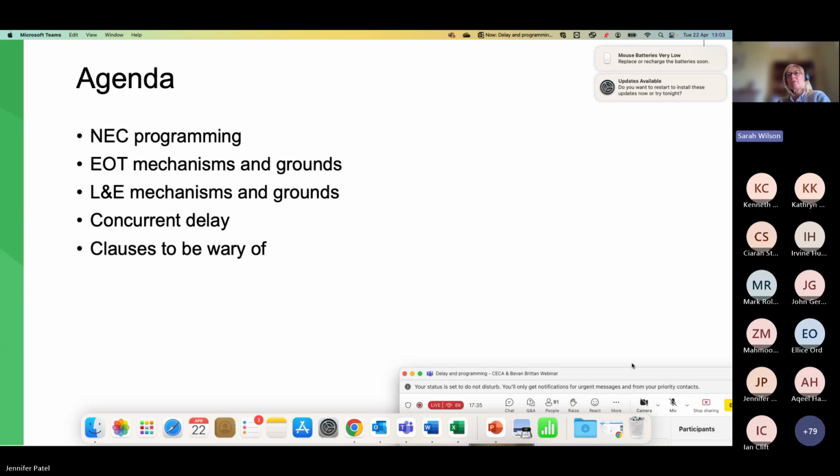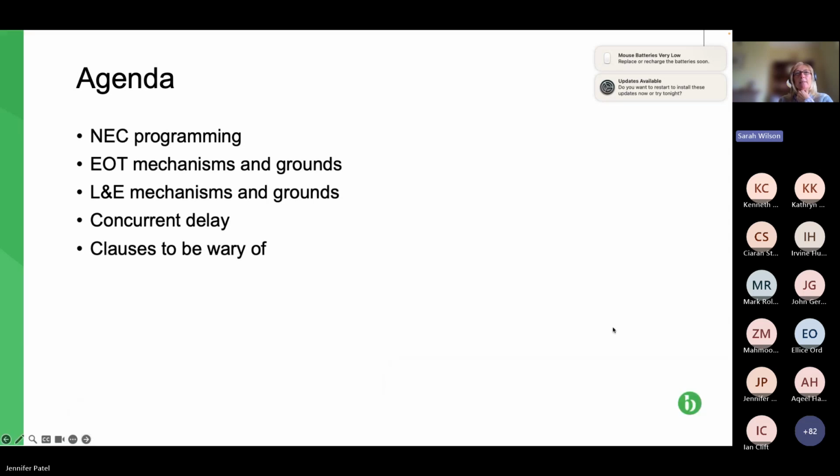So we're going to have a sort of little mix, predominantly looking at NEC programming. There's going to be a little bit of JCT as well, just for information but also comparison purposes with NEC. Obviously, we're looking at NEC 3 and 4. And then we're going to have a little bit of law at the end. So we're going to look at global claims, delay in contrast to disruption, and also, as it says there on the slide, clauses to be wary of. So if we can have the next slide, please.